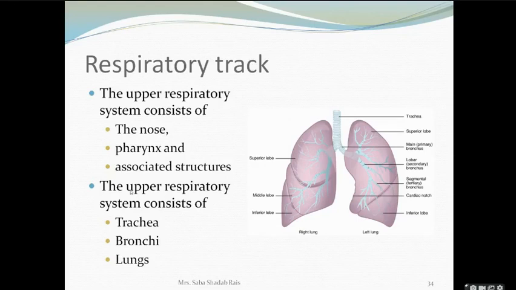Now the trachea is a dead storage space. It does not store any air; whatever air is stored is stored in the lungs. And the size is very important to remember. In humans, the trachea is about 11 centimeters.